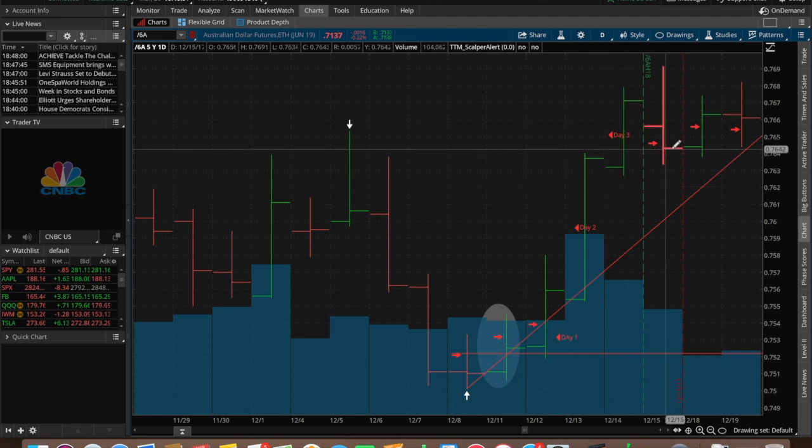Same thing with this one. We have 1, 2, and 3 for the 3 bars that we're looking at. And let's say we were to possibly enter somewhere around the 76.68 level.